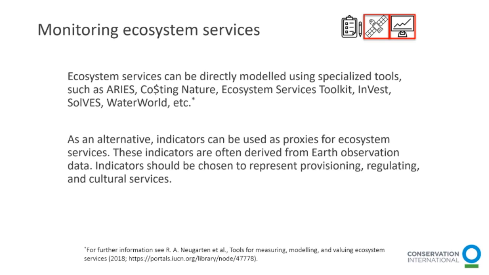If you don't wish to go the modeling route, which can take a bit more expertise, there is an alternative of using indicators derived from Earth observation data as proxies for ecosystem services. So here you're not going to be able to assess ecosystem services in the direct units, but you can measure something like vegetation productivity as a proxy for provisioning services, for example.